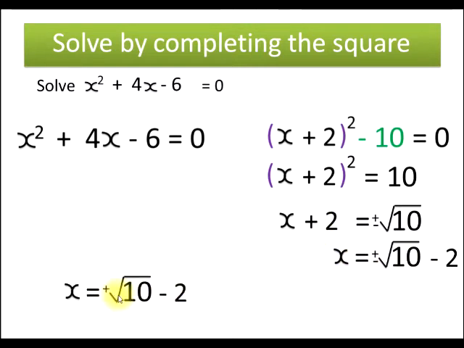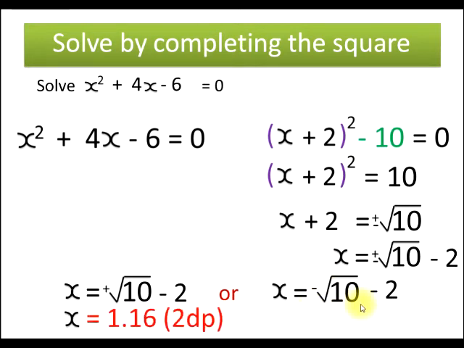So one time with a positive root 10, the second time with a negative root 10, and that will give me 1.16 and minus 5.16, both to 2 decimal places. It's worth noting, they'll probably say here, write your answers to 2 decimal places or 3 significant figures, something along those lines, and therefore you should be attempting these with a calculator. However, they could ask you this question without a calculator, but this number will always be a square number here. So I hope that all makes sense, and good luck.